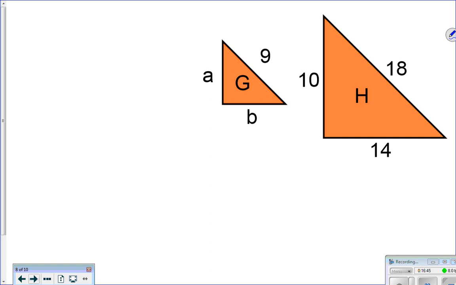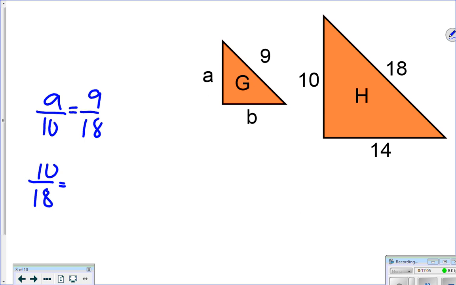All right, so let's look for A. What did you do to set things up to look for A, Dylan? A over 10. Yep, 9 over 18. That works. Is there another way you did A? Anybody? Okay, or A over 9. Very good. That works too.